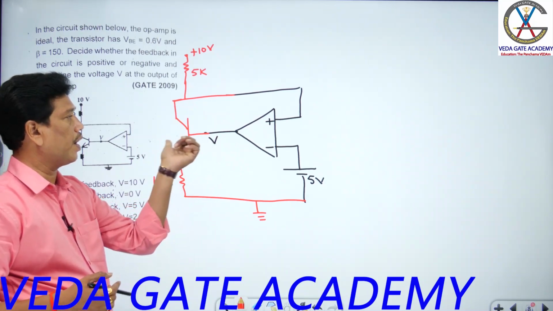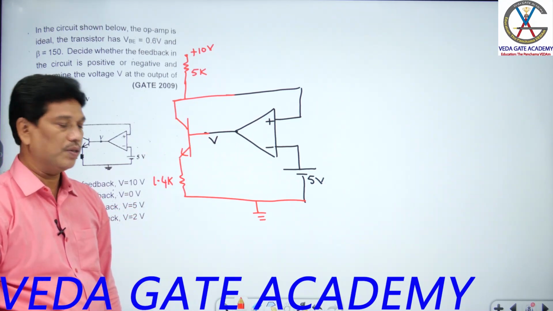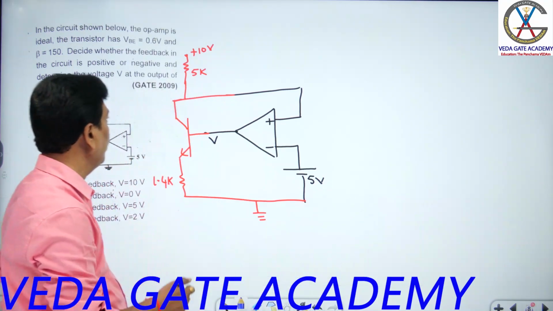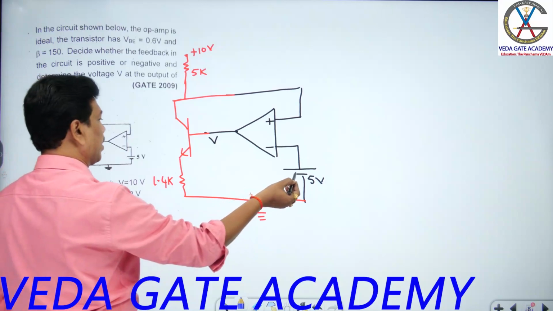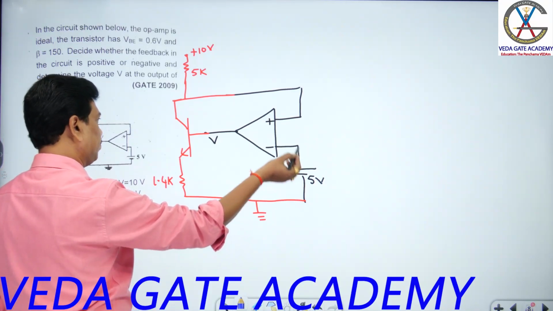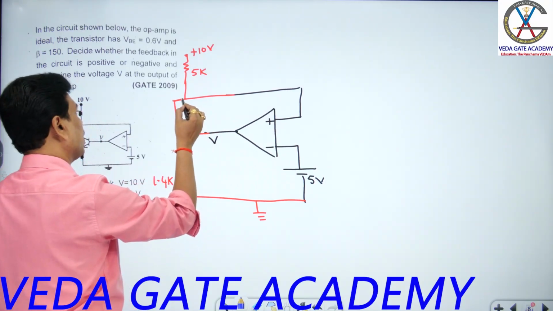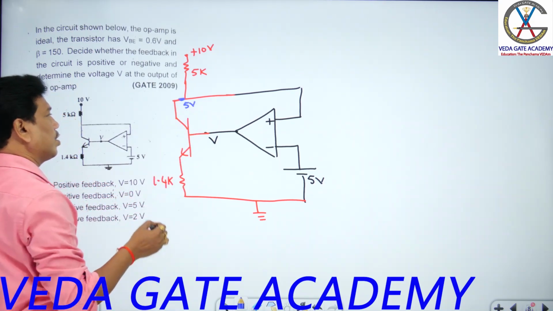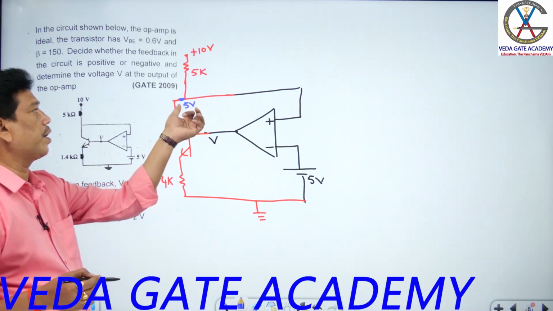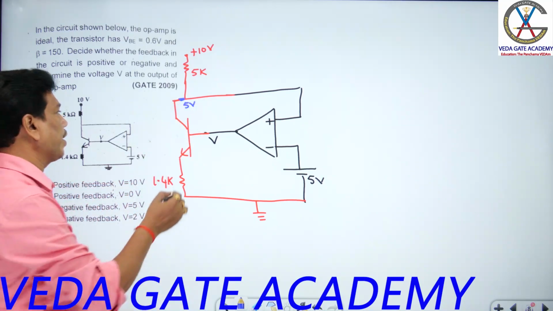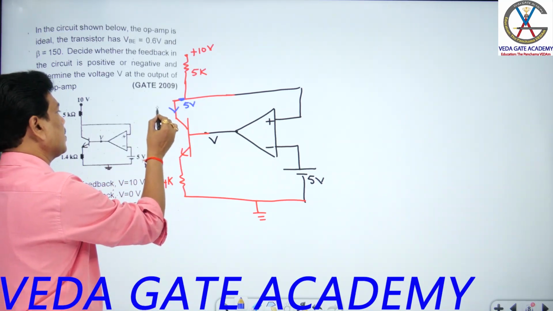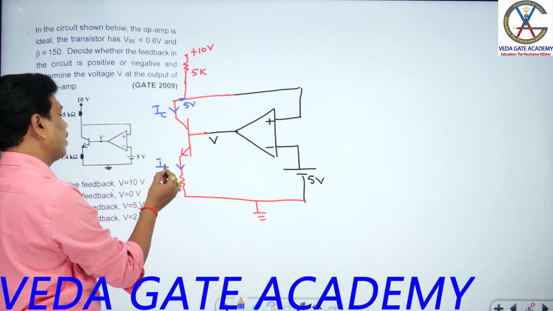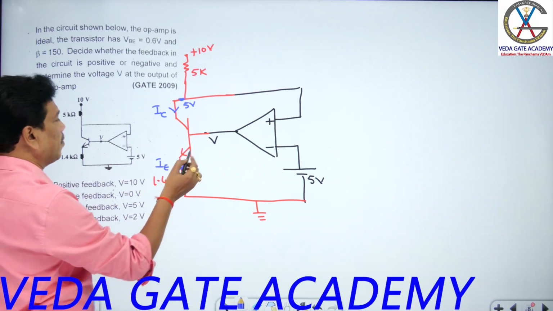So what is the value of V and what is the type of feedback is being asked. Now I can go for this circuit diagram. If you come back here, what is this voltage? 5 volt. Using virtual ground, here also the voltage is 5 volts. Here the corresponding current passing is IC. Here the corresponding current passing is IE. Confirm? This is the place for VB.